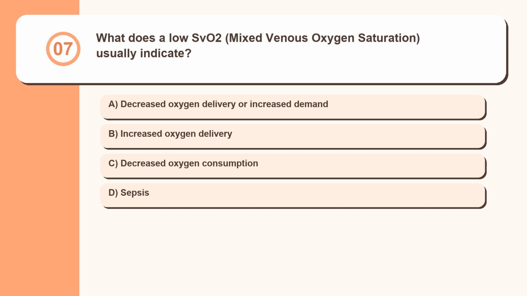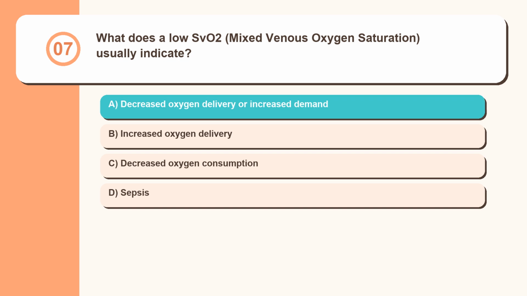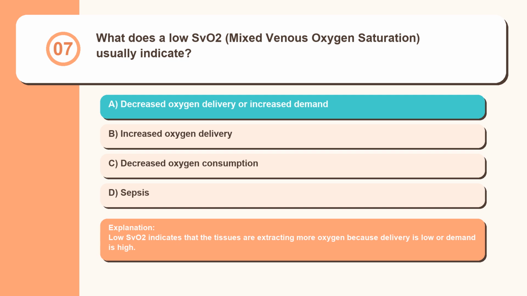Question 7. What does a low SVO2, mixed venous oxygen saturation, usually indicate? Decreased oxygen delivery or increased demand? Increased oxygen delivery, decreased oxygen consumption, sepsis. Low SVO2 indicates that the tissues are extracting more oxygen because delivery is low or demand is high.